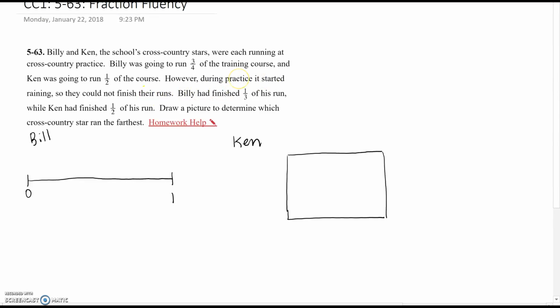However, during practice, it started raining, so they could not finish their runs. Billy had finished 1/3 of his run, while Ken had finished 1/2 of his run. Draw a picture to determine which cross-country star ran the furthest.